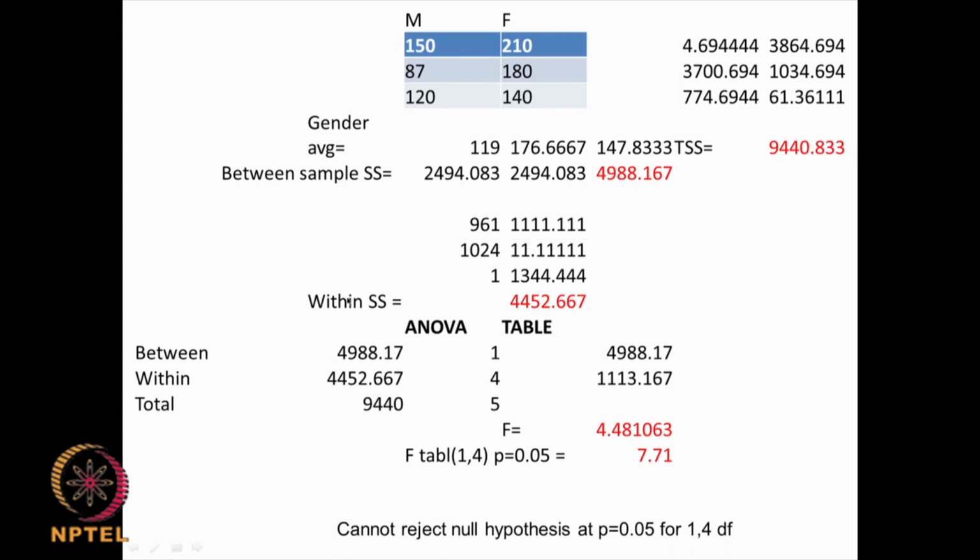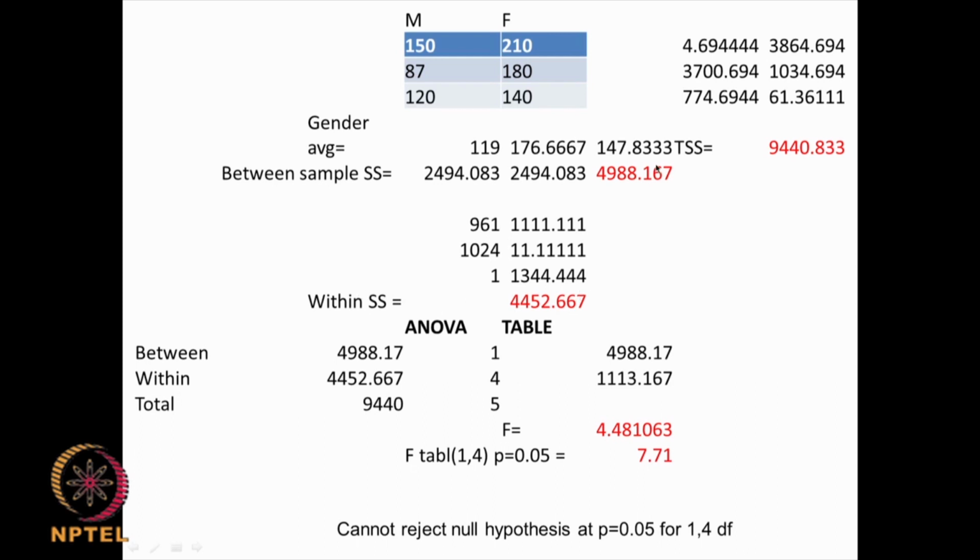How do you do the within sum of squares? So you know the average, you know each value. So 150 minus 119 square, 87 minus 119 square, 120 minus 119 square, 210 minus 176.6, because this is for the female, 210 minus 176.6 square, 180 minus 176.6 square, 140 minus 176.6 square. If you add up all these, it comes to 4452. This is called within. This is an indication of the error.